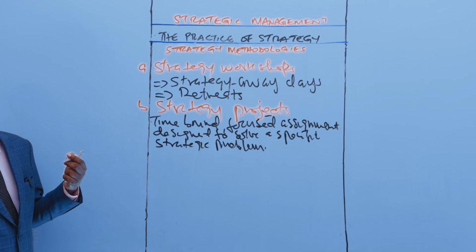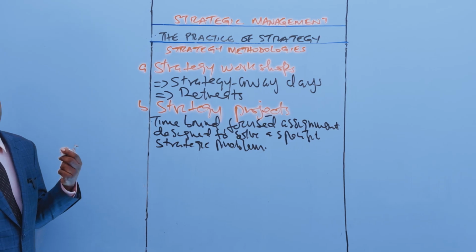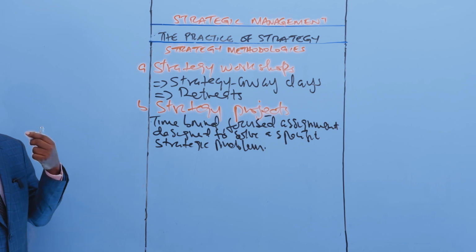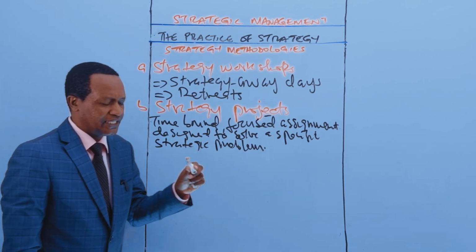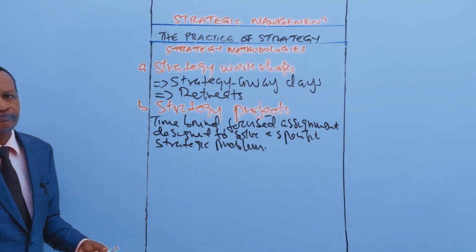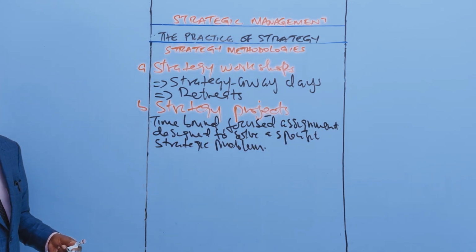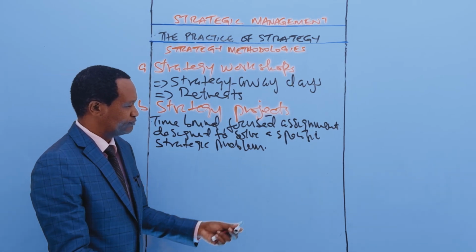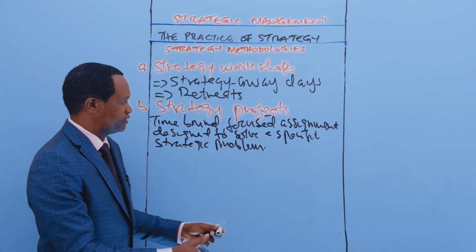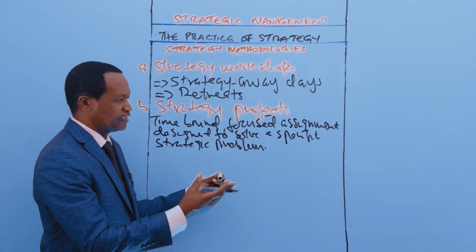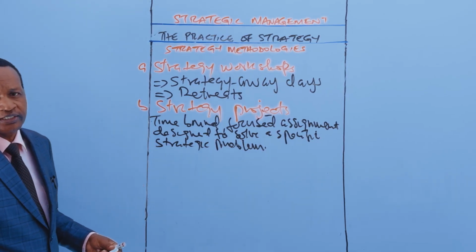These strategy projects are typically managed by a dedicated team with a clear start and end date. And this team could be a team of middle managers or strategic planners or a mix of the two. So it is a team that is put together to solve a specific problem within a given time frame. It could be 1 month or 2 months.